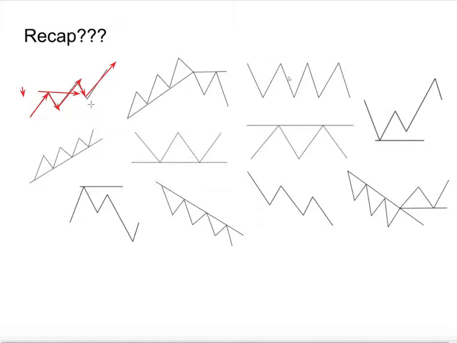Now take for example, we have this zone as our previous ceiling. Now this zone has been broken. What do you expect? The market is trying to come down back to this zone. It can do two things. It can either break this zone and continue down, or it can bounce off this zone.